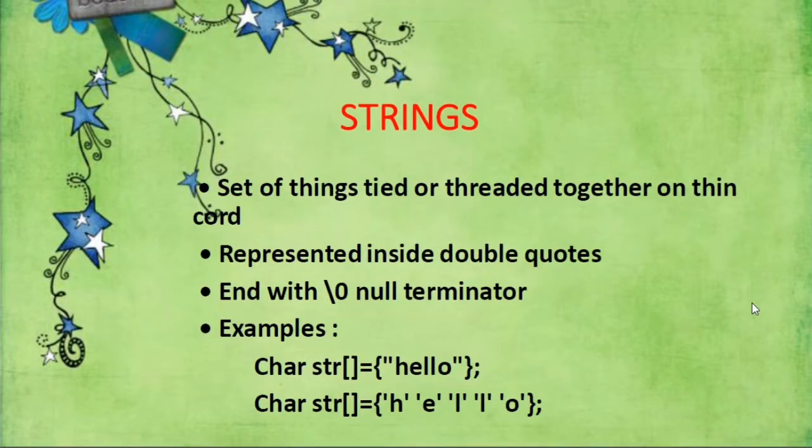String. What is a string? A set of characters tied or stored together. It is written inside double quotation marks and ends with \0, the null terminator. These are the examples.